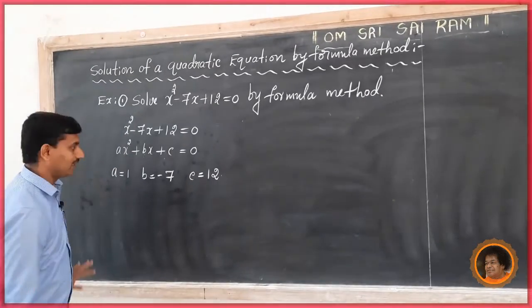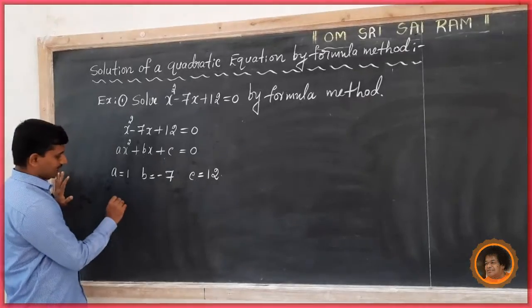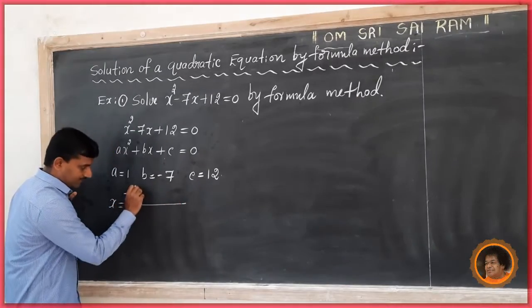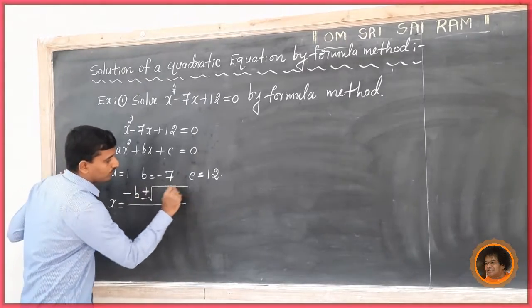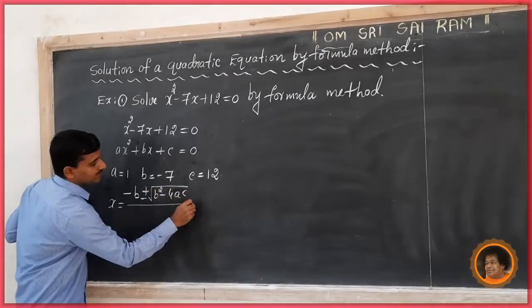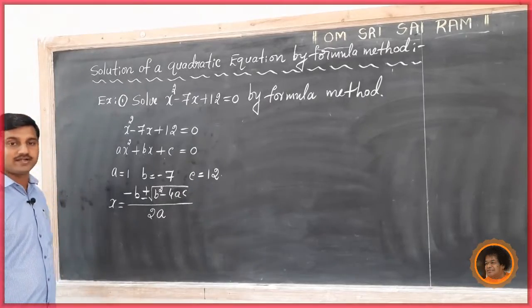Next write the quadratic formula. Just recall the quadratic formula: x equal to minus b plus or minus square root of b square minus 4ac divided by 2a. So this is known as the quadratic formula.